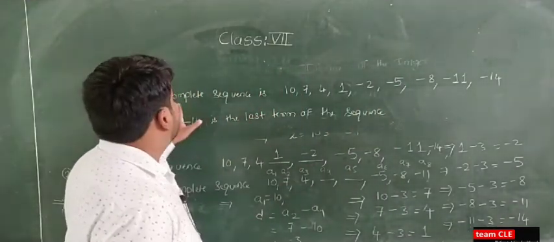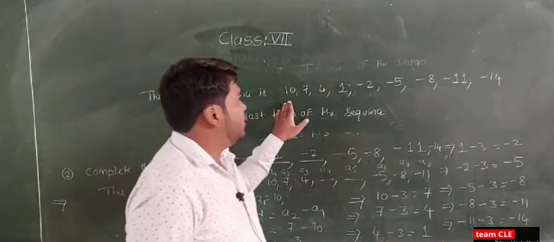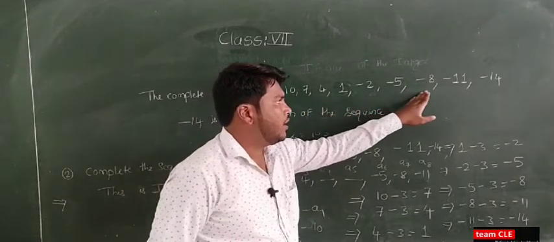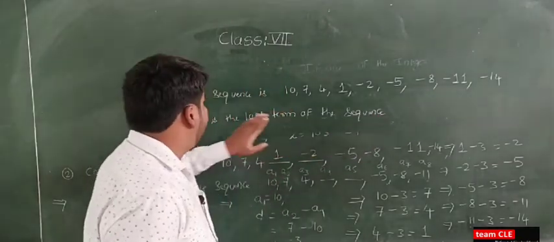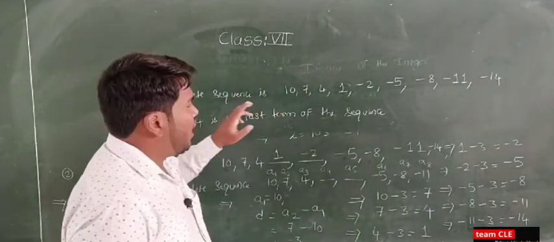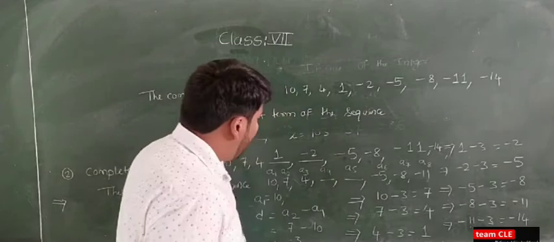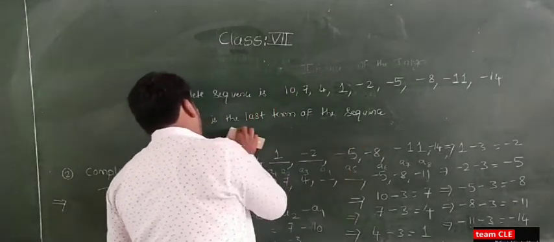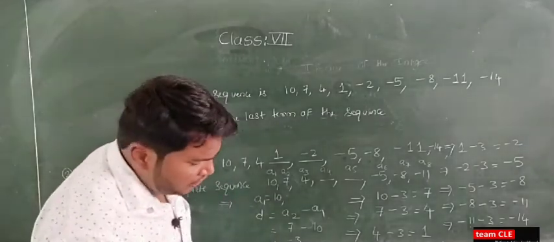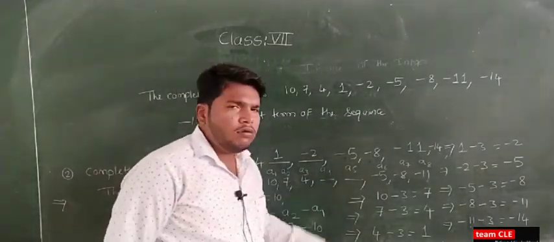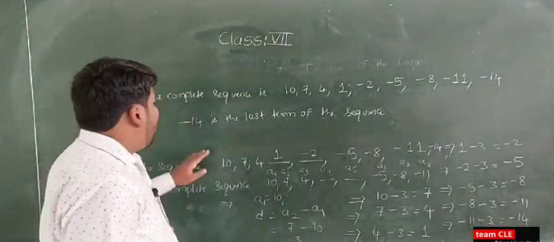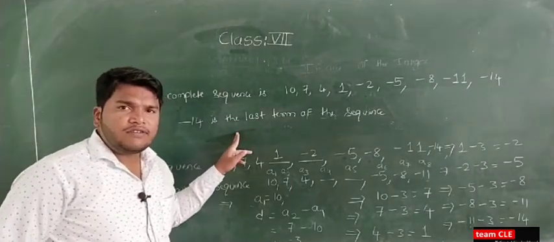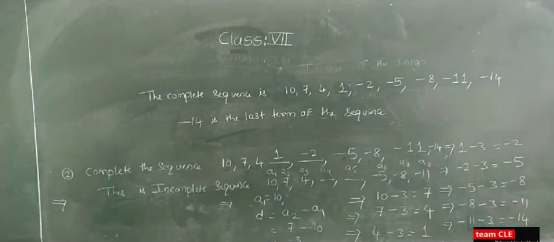So I got the complete sequence: 10, 7, 4, 1, minus 2, minus 5, minus 8, minus 11, and minus 14, and minus 14 is the last term of this sequence. I hope you understood this concept of sequence, and I have solved one example of how to find the missing integer. All of you have to note it down. And now, in the next concept, I am going to solve your exercise number 1.1.